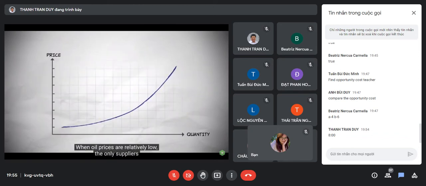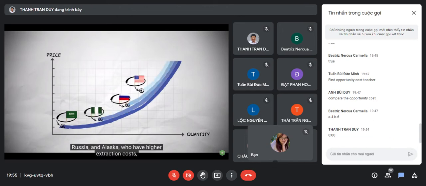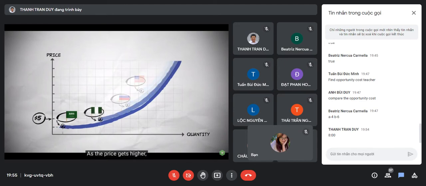When oil prices are relatively low, the only suppliers that can turn a profit are those who can get to the oil cheaply, like Saudi Arabia. As the price goes up, other suppliers in Nigeria, Russia, and Alaska who have higher extraction costs start to become profitable, so they can enter the market. As the price gets higher, even the most expensive extraction techniques become profitable.